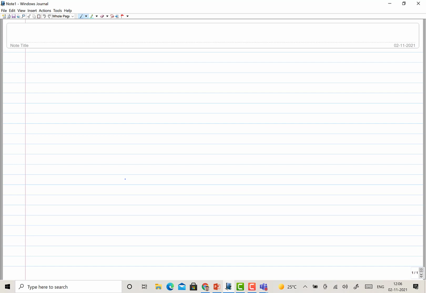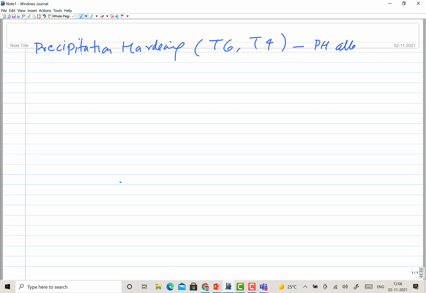The one is related with precipitation hardening. For this, the T6 or T4 kind of heat treatments are used. These are mostly used for the precipitation hardenable alloys.